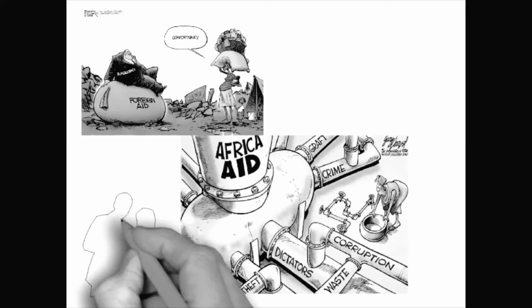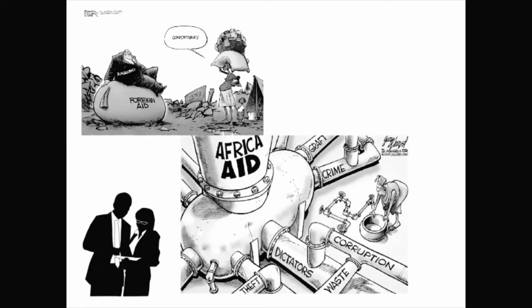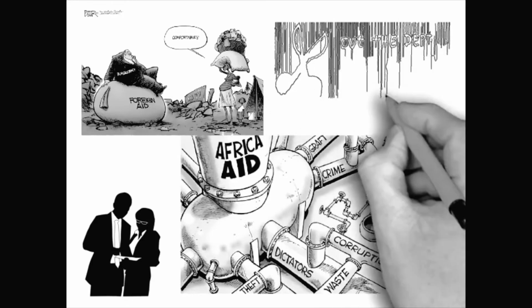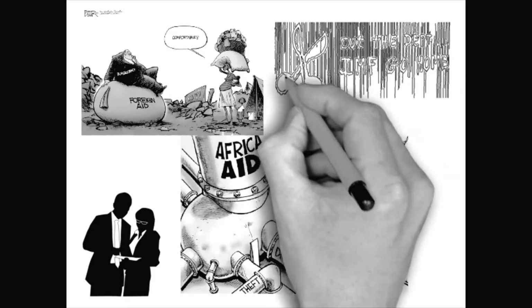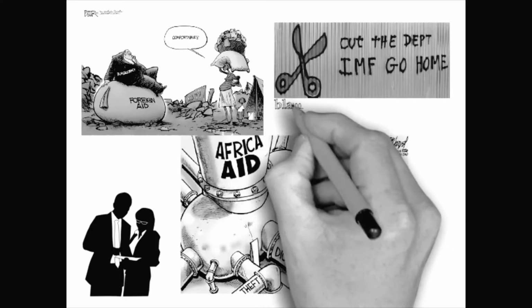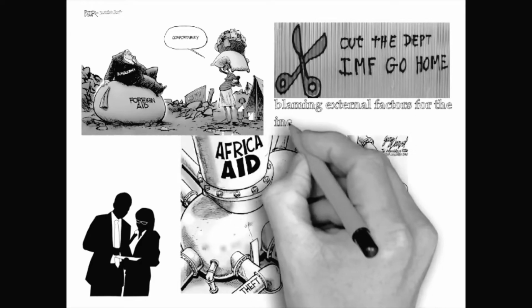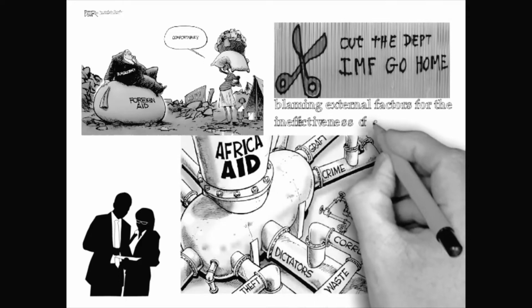Advocates called for greater flexibility in the use of aid funds and increased coordination across donors, leading to a doubling of aid in real terms. In fact, most African countries demanded that Bretton Woods institutions accept that failures in aid policies were in part the consequence of their own misguided advice, rather than blaming external factors for the ineffectiveness of aid.